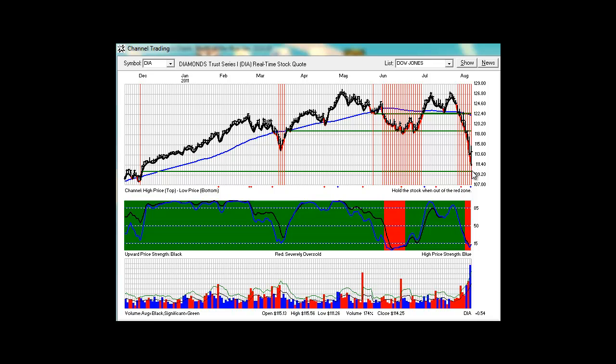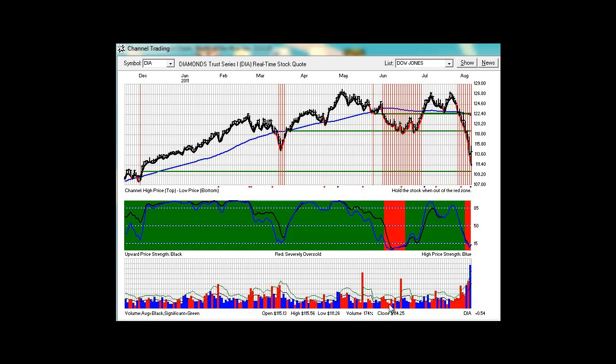So the next support line is around $110, but on Friday it did come back at the end of the day and came back to close up 54 cents at $114.25.